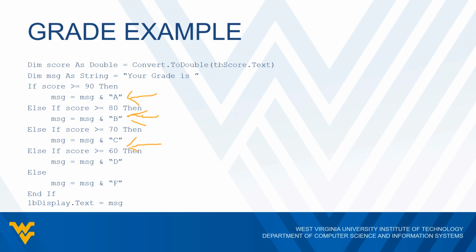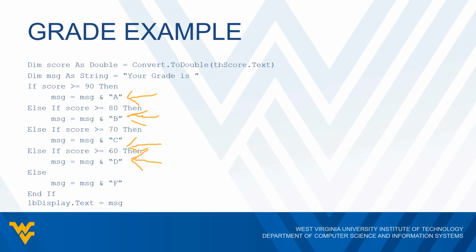Now, if that is not true, we're going to go to the next condition and check to see if the score is greater than or equal to 60. If that's true, then we're going to execute this line right here. If I could draw an arrow, there we go. And we would concatenate a D to the end of our message. So we would go down to the end. Our label text would say your grade is D.